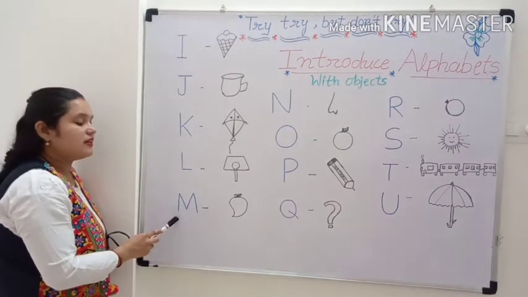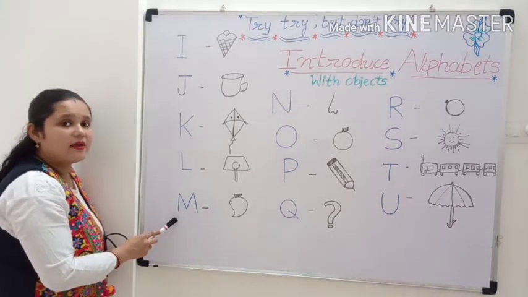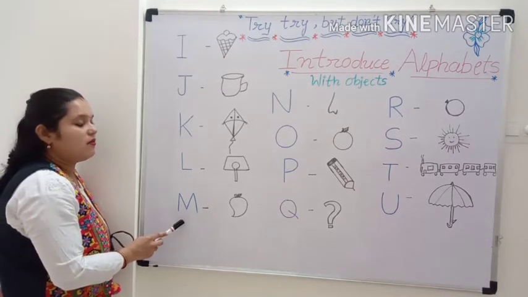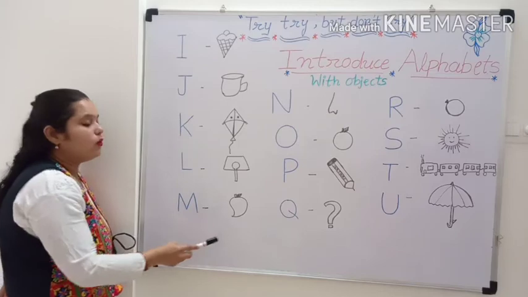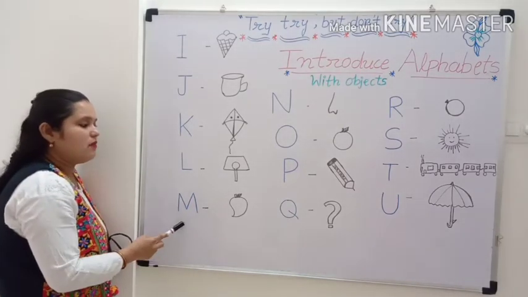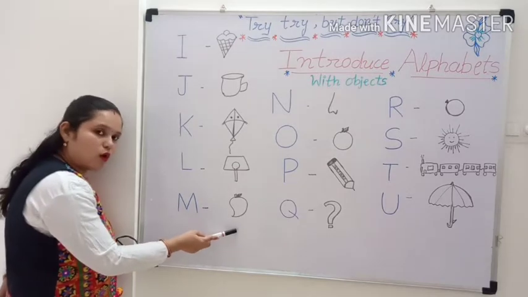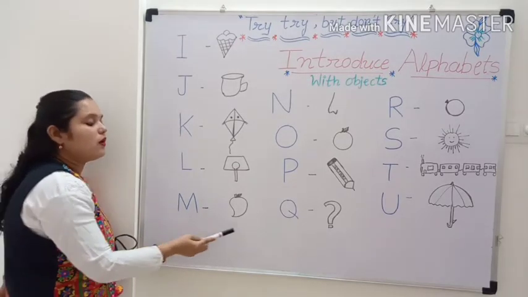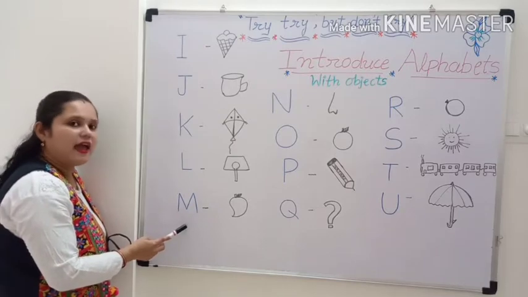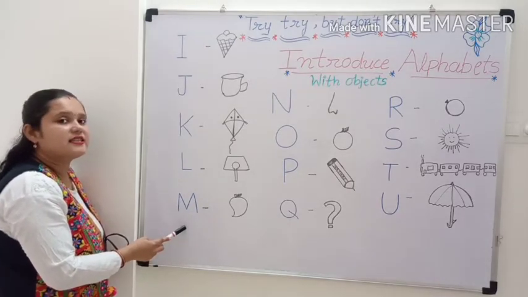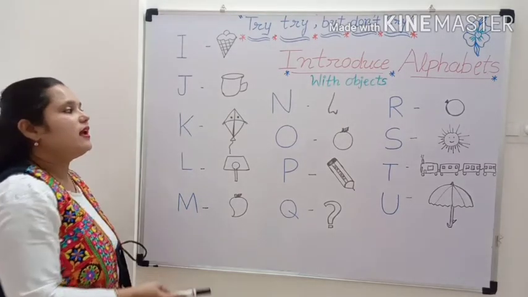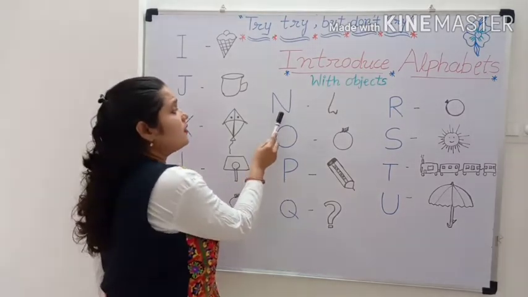M. Which letter is this? M. This is letter M. M is for mango. This is capital letter M. Which letter is this? Capital letter M. Now next.